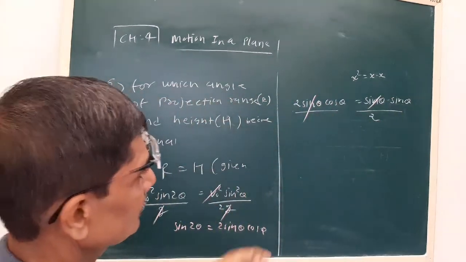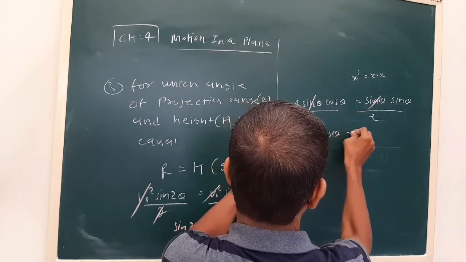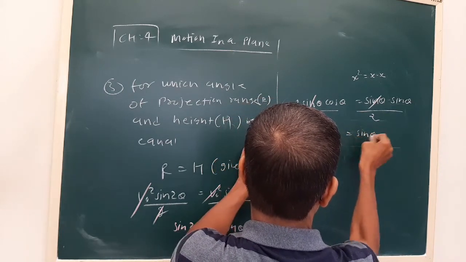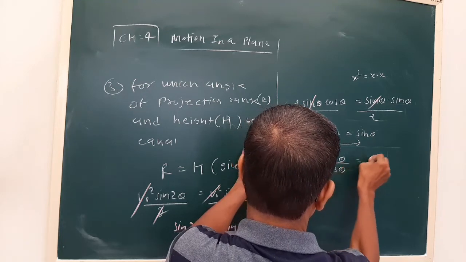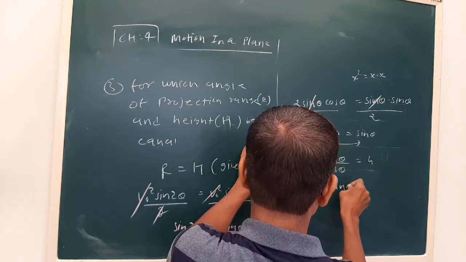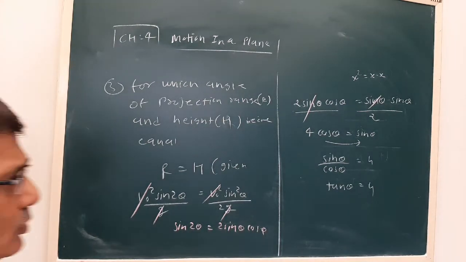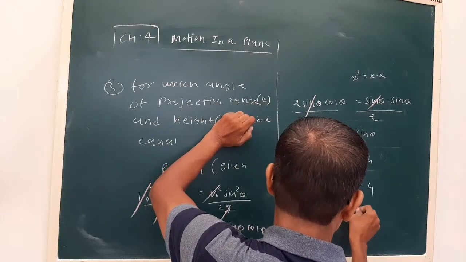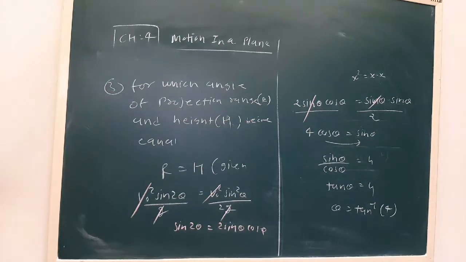So 4 cos theta is sin theta. Sin theta upon cos theta is 4, so depending on what is the option in your MCQ, theta is tan inverse 4. Yeah, theta is tan inverse 4. So this is how we can solve. Now, this is our MCQ number 3.